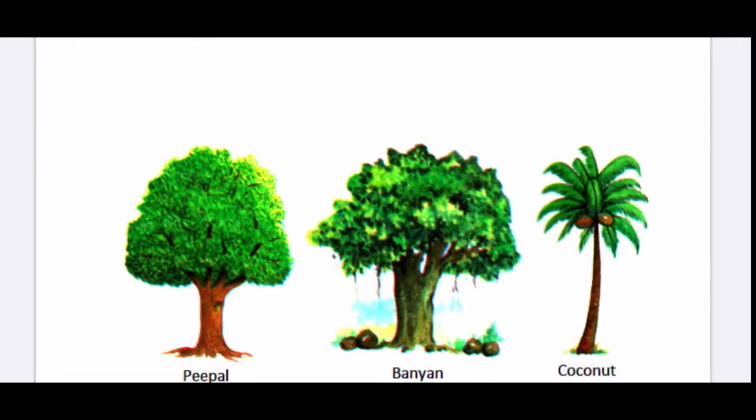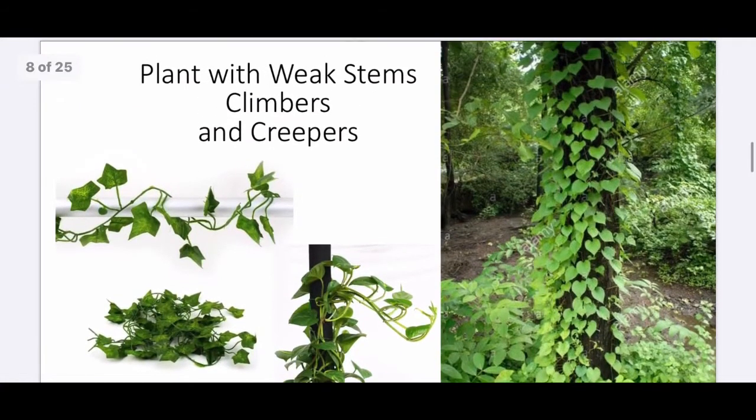There are some more plants which have weak, thin, and long stems. They cannot stand on their own. Either they creep on the ground or they take support to climb up. These plants are creepers and climbers. Creepers spread on the ground and they have heavy fruits. Examples of creepers are melon, watermelon, cucumber, strawberry.